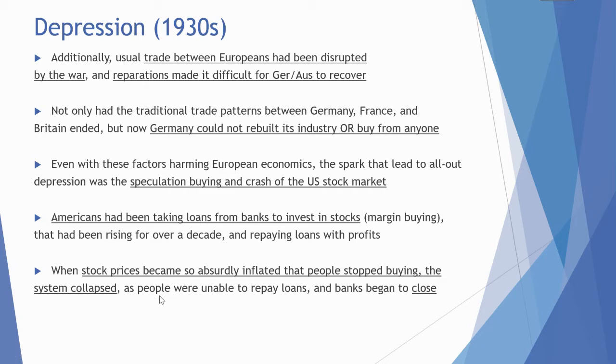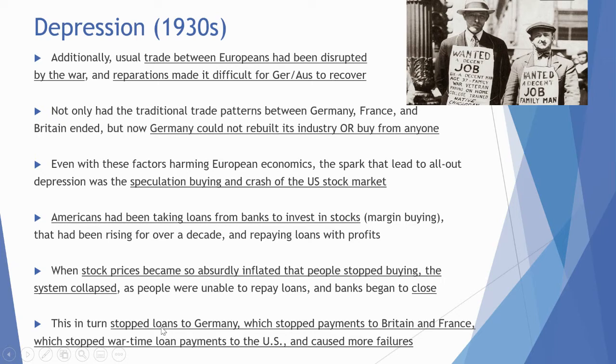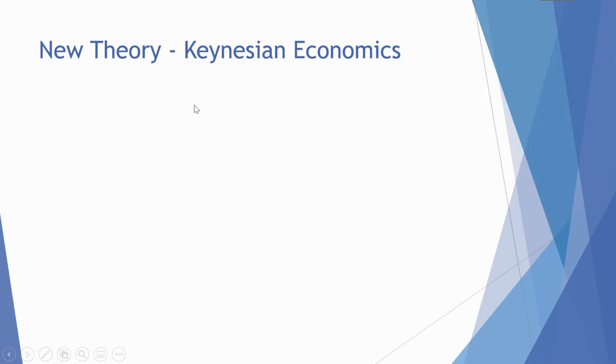So now they're in debt to the bank, they're unable to pay it, the bank's not getting any money, and then the banks are forced to close. This in turn stopped any help that Germany was getting from the United States. So then Germany couldn't make its payments to Britain and France, and it caused even more failure. So it's because of the globalized world that it's starting to live in, with everything connected, that a depression in one area is very easy to spread to another.